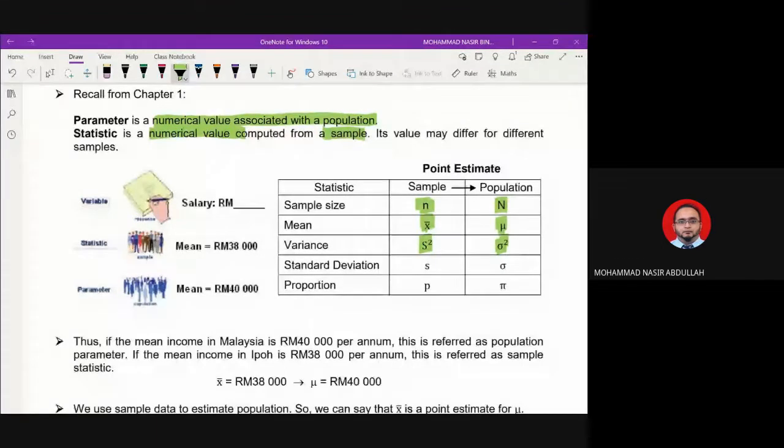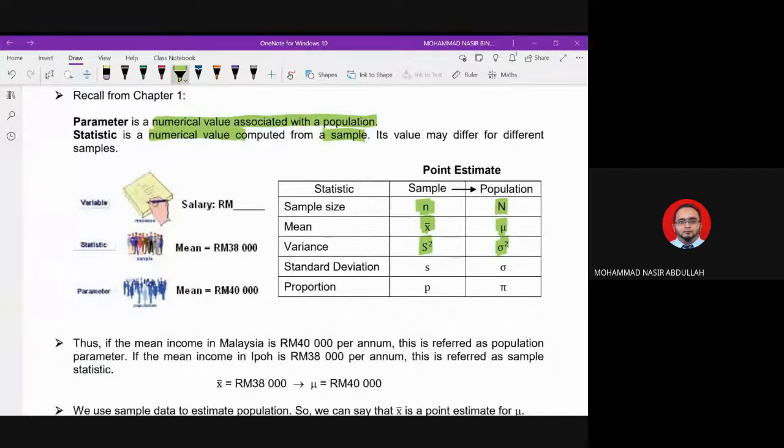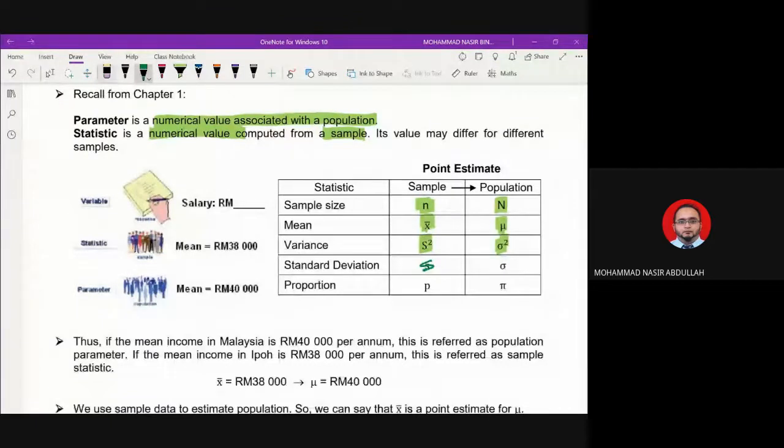All right, sorry about that. Boleh dengar? All right. The symbol for standard deviation for a statistic is s, and for population it is sigma. These are the symbols that we're going to use for estimation. All these symbols we call point estimators.